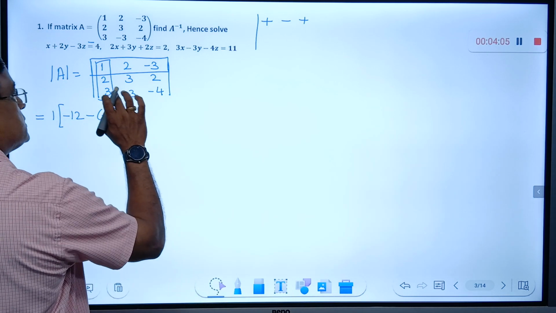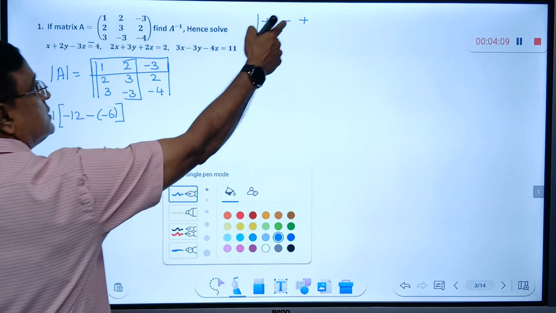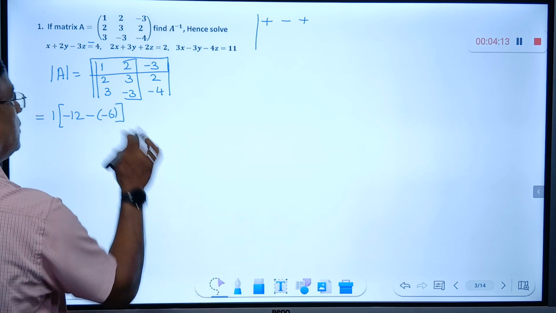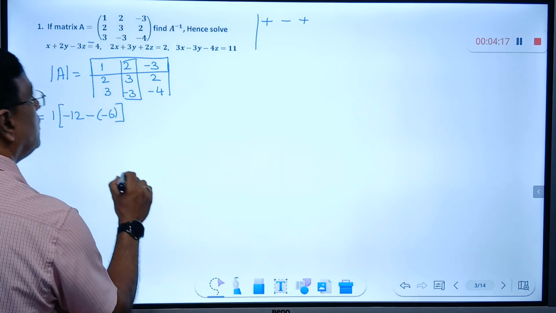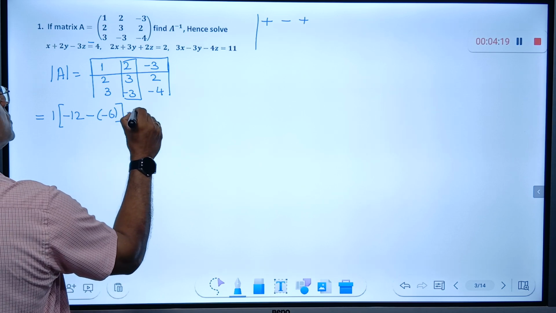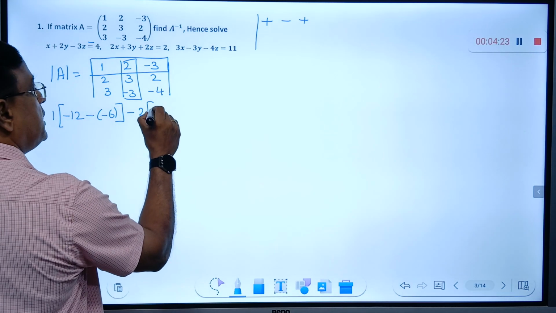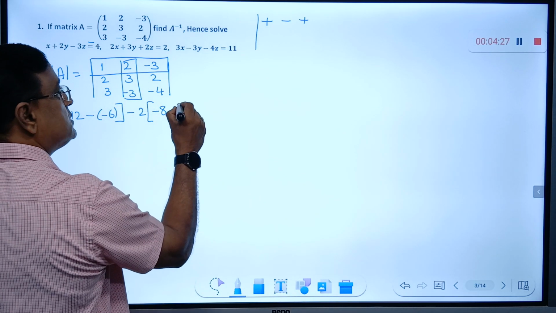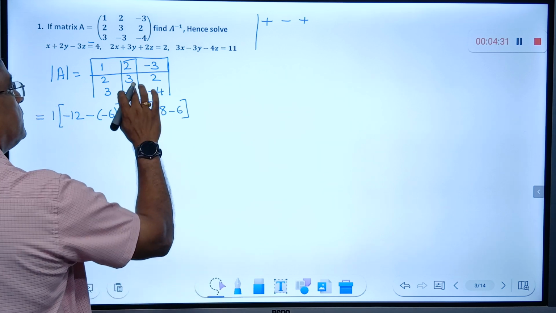Now I go to the next column, first row, second column. The sign is minus 2. So it is minus 2 into, it is 2 into minus 4, that is minus 8, and 3 into 2 is 6, so I put minus 6. Correct? Now let's go to the next element.